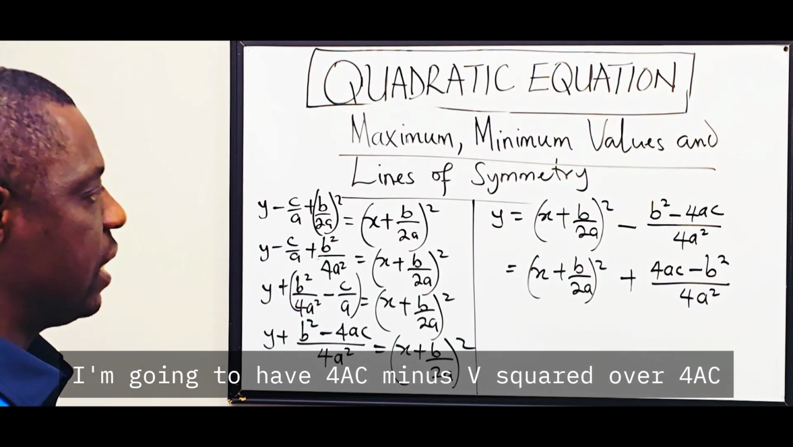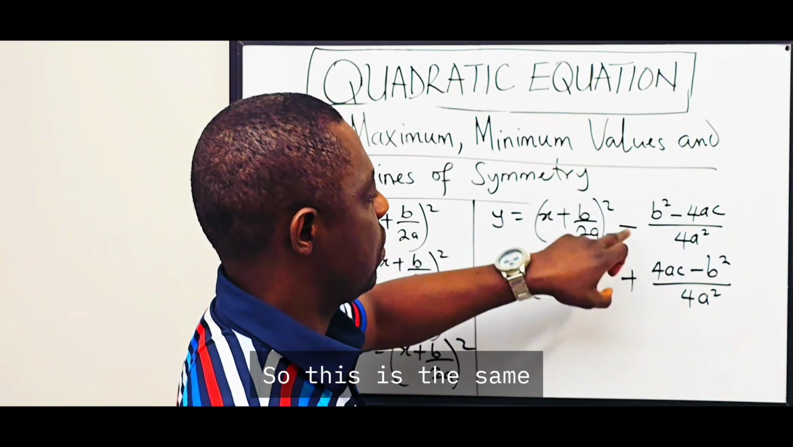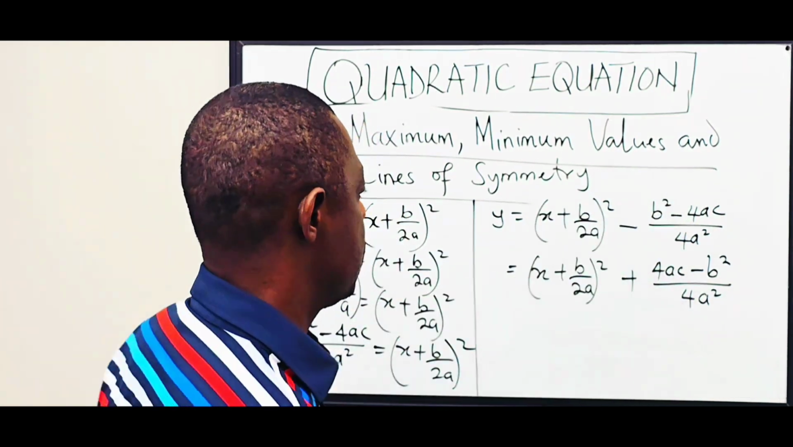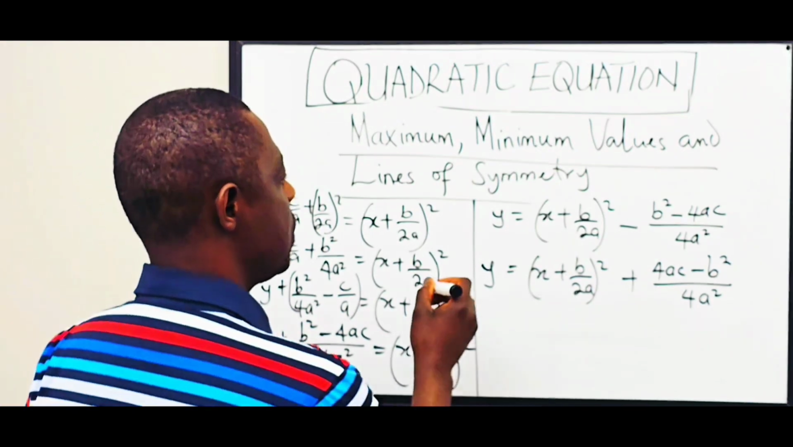I'm going to have (4ac minus b squared) over 4ac, because I want to get rid of this minus there. So this is the same, I just rearranged them. So what next? This is my y. My y is this. So this is what I need.